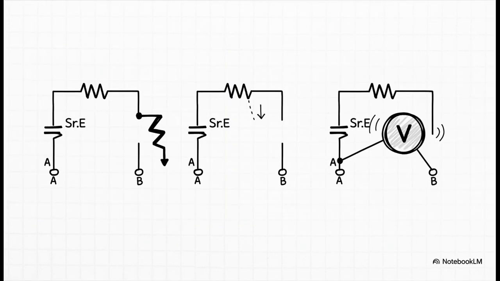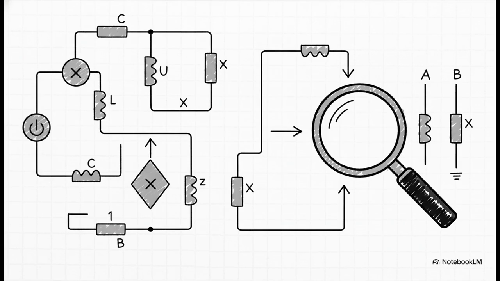All right, step one is finding VTH, the Thevenin voltage. It's actually pretty simple. It's just the voltage you would measure across the two points where your component used to be after you've taken it out. You can just think of it as the open circuit voltage. And next up, we've got RTH, the Thevenin resistance. This is the total resistance of the circuit looking back from those same two points. But, and this is the important part, you have to turn off all the independent power sources first.